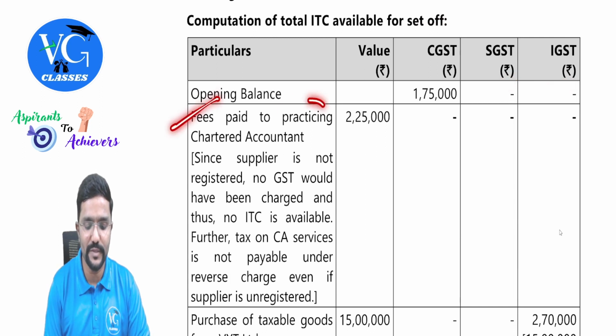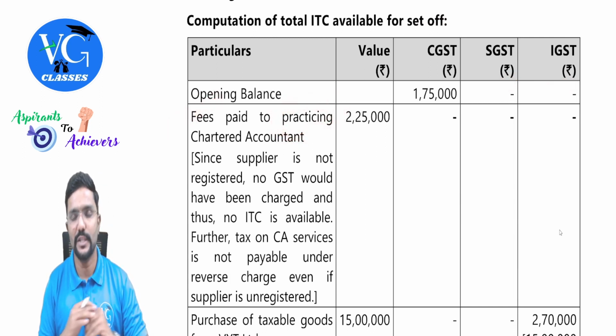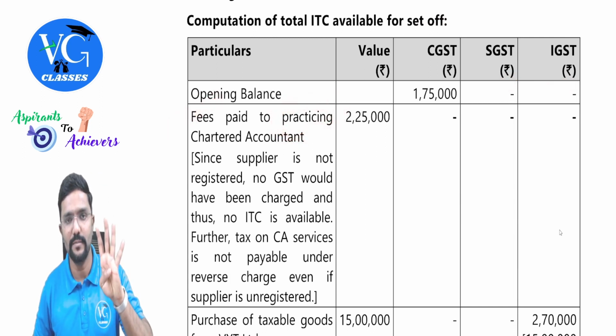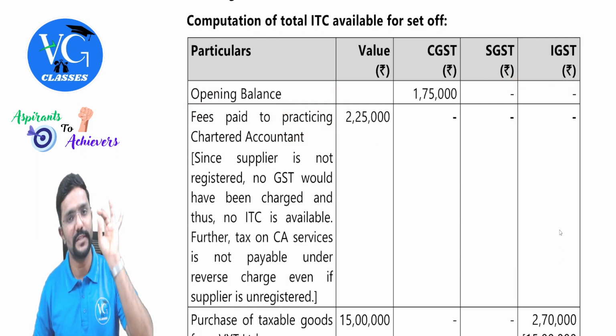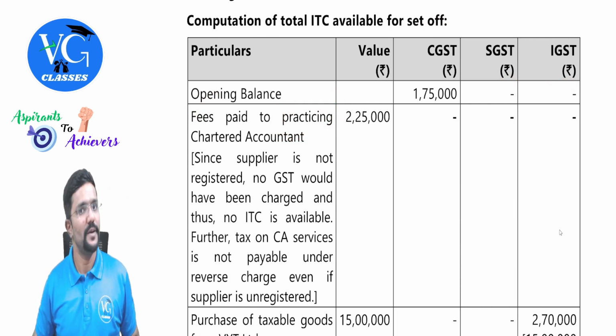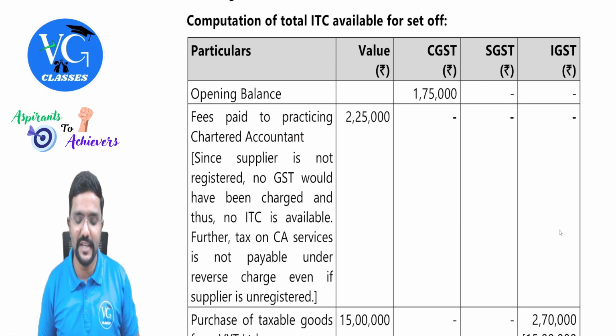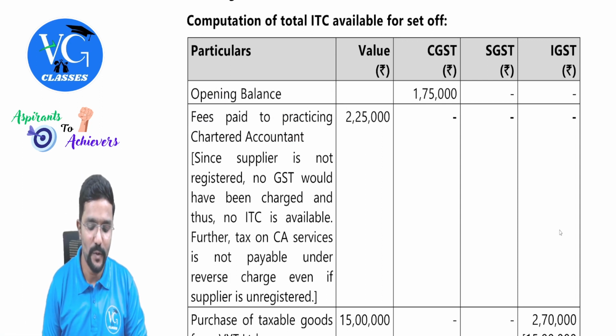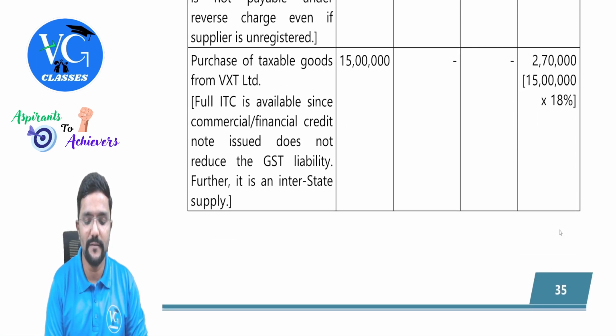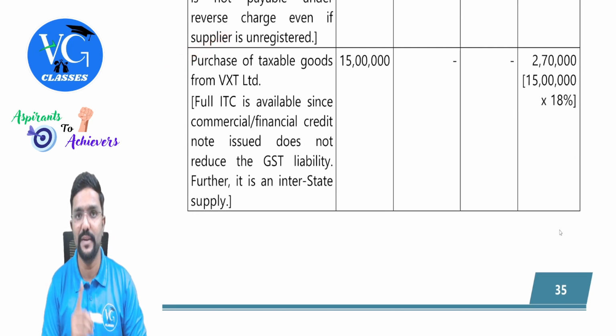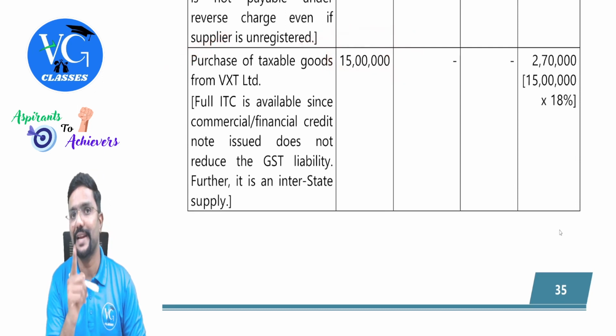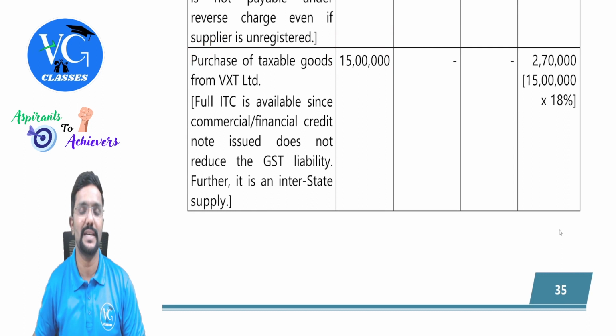Then fees paid to practicing chartered accountant. It is not at all taxable. No RCM, no FCM. So that means no input tax. When there is no input tax, obviously there is no credit for it. Okay, sir. Then purchase of taxable goods from VXT Limited. Please be careful. We need to take the entire 15 lakh here. Please be careful with this, guys.